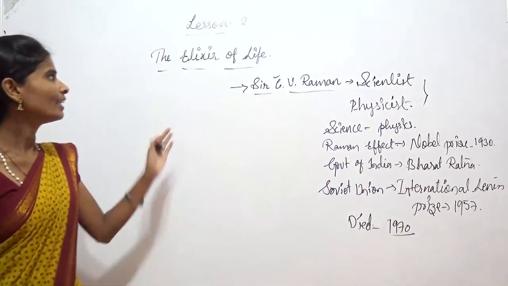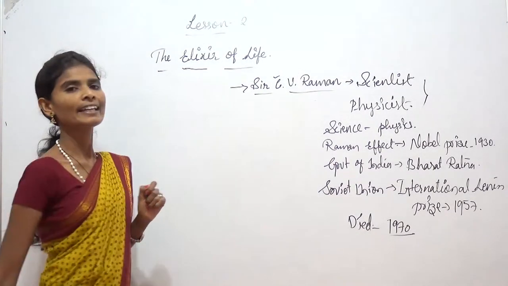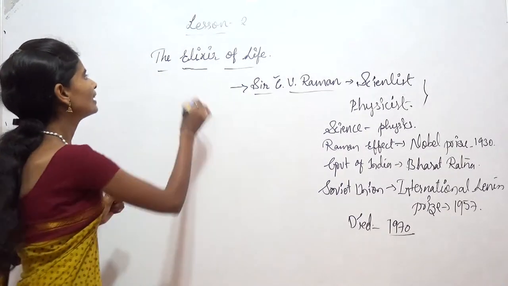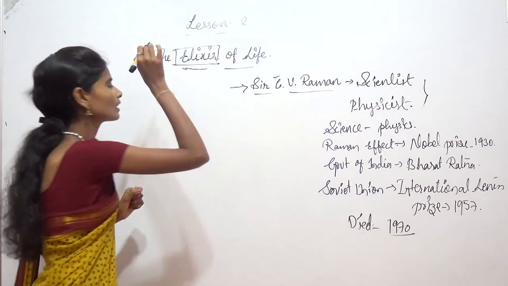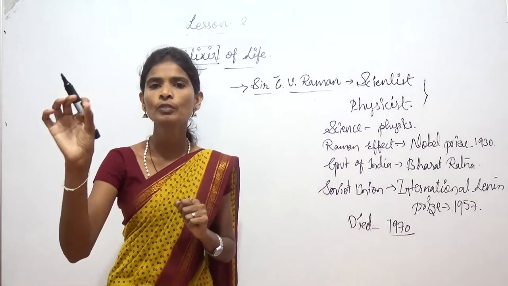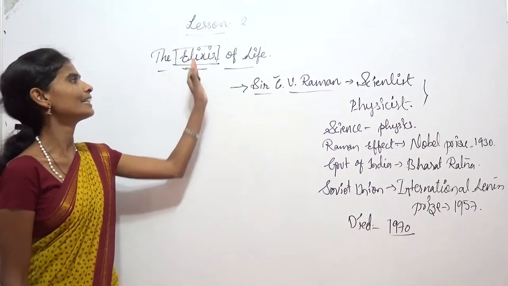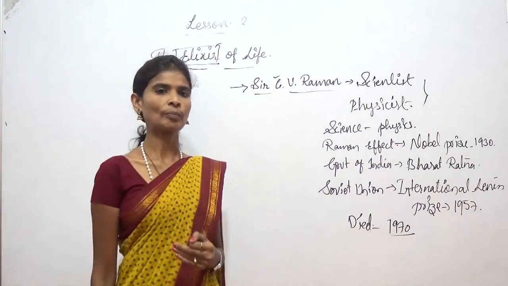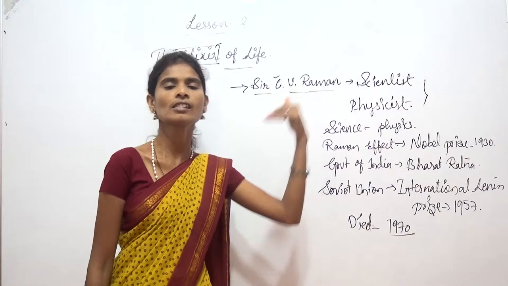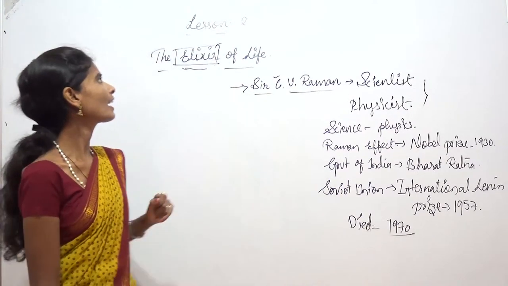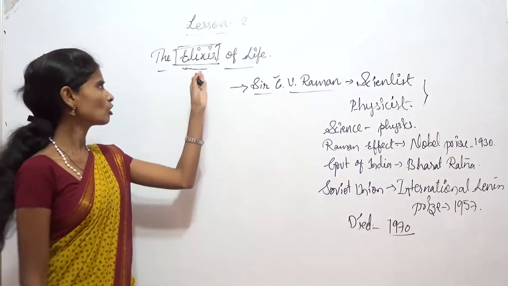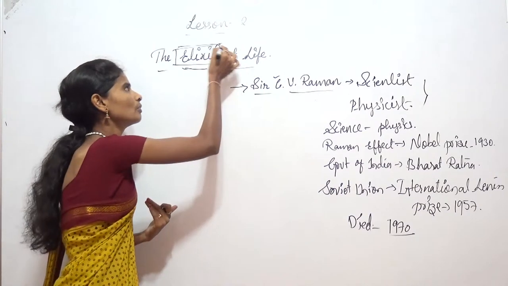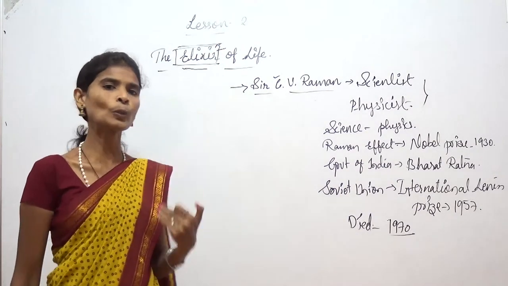Now let us come back to the lesson, The Elixir of Life. Before going to the lesson, let us have a little glance at the title of the topic. What is the title? That is The Elixir of Life. What do you mean by elixir? This is the main important thing. Why did this particular author, Sir C.V. Raman, take this particular word? Instead of that, he might have taken another word. But why has he taken this particular word? This is the main important thing, and we have to know.